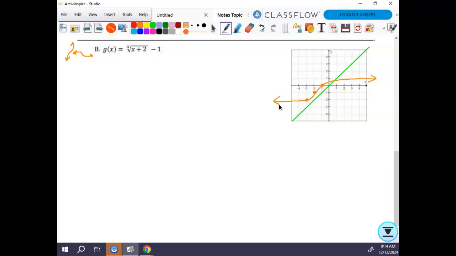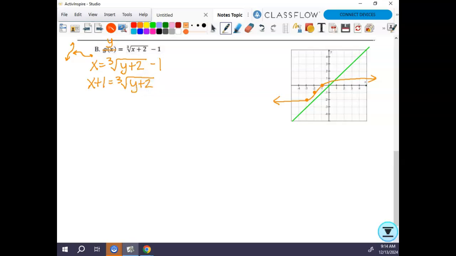All right, so let's find the inverse. We're going to change this to y. Then I'm going to switch them. So x equals cube root of y plus 2 minus 1. Then I'm going to solve for y without making up math. So this is going to become x plus 1 equals the cube root of y plus 2.